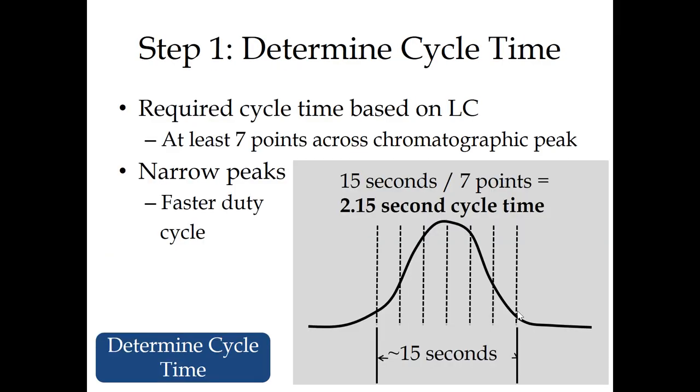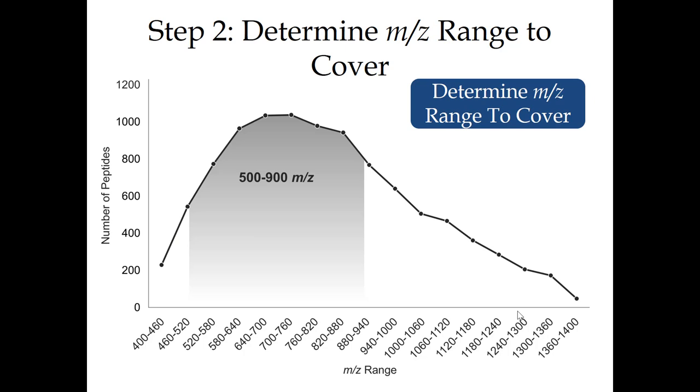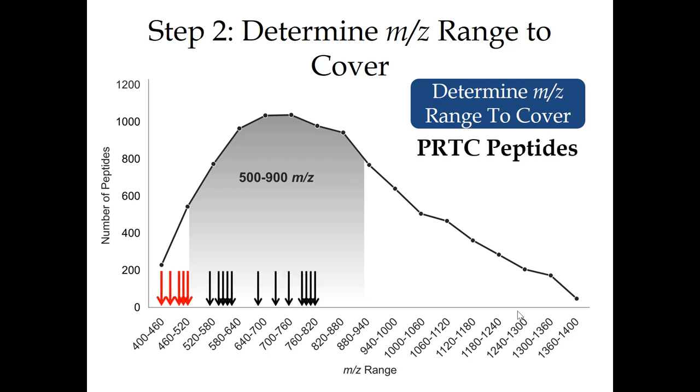So starting from the top. Again, I've already talked about this, but figure out what's your peak width. If you have a 15-second peak and you need to get 7 points across it, you end up seeing, okay, I need to have a 2.15 second cycle time if I'm including MS1 scans. Then the mass to charge range to cover. I've already talked to you guys about how I do 500 to 900, but hopefully walking out of this, if you want to cover 400 to 1,000, you'll see how to tweak the method. But in this case, I'm just saying I'm doing 500 to 900.